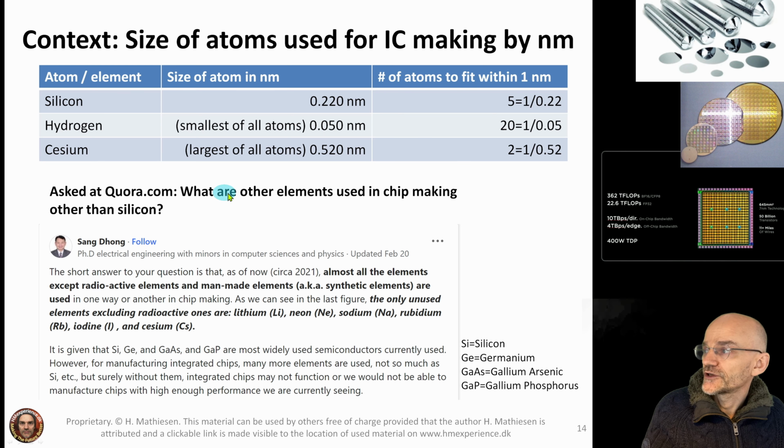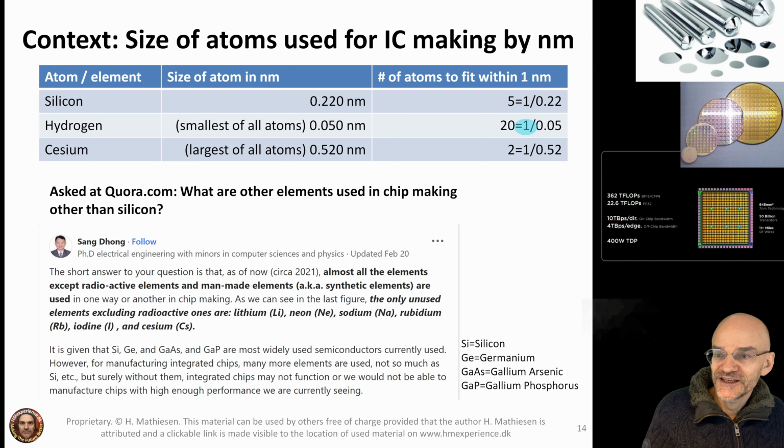There's this table here I have made, and there's a good reference in Wikipedia about it that lists all the sizes of the atoms in the periodic table. But I only put up 3 here. It's silicon, and that has a size of 0.22 nanometer. That means we can stack about 5 of those atoms in 1 nanometer. Hydrogen is the smallest of all the atoms that exist, and we can actually stack 20 of those on a nanometer. But it's a gas.